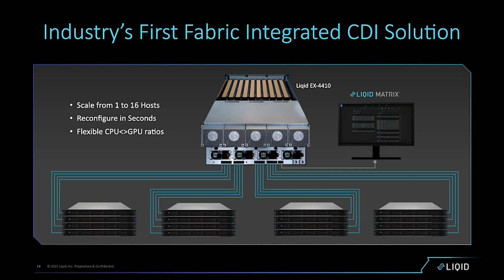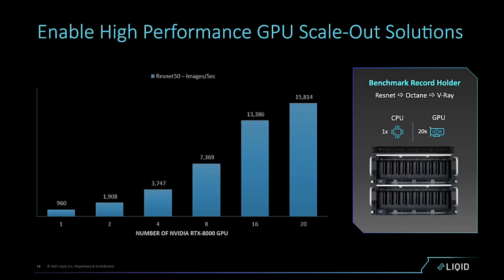So maybe a server needs a GPU today but doesn't need one tomorrow. Maybe it needs 5 or 6 the day after tomorrow. Liquid Matrix software can be used to move those around, shift them around. It's very moldable, right? So you can move those around and remove them as needed via software without even touching a box, in a matter of seconds. So, flexible ratios there, but this is the first fabric integrated GPU enclosure out there, so we're very excited about that.